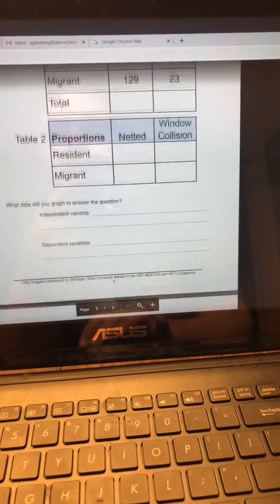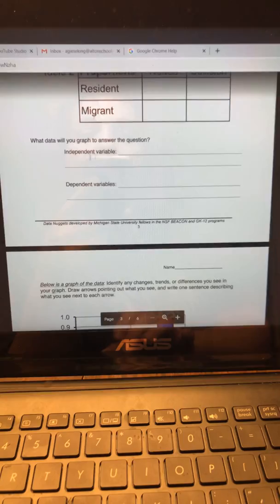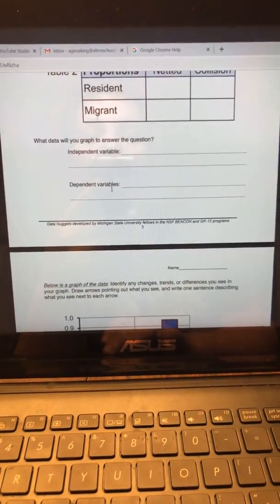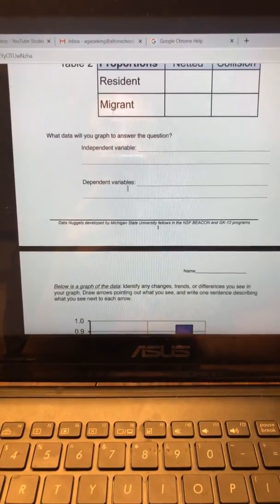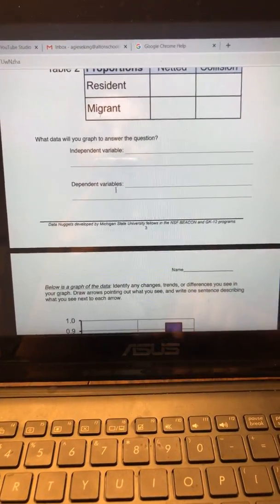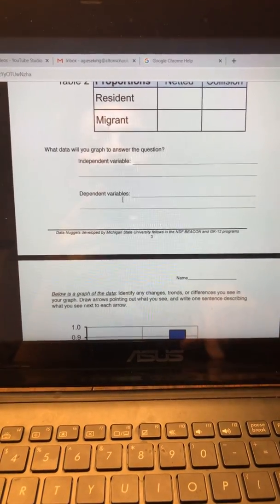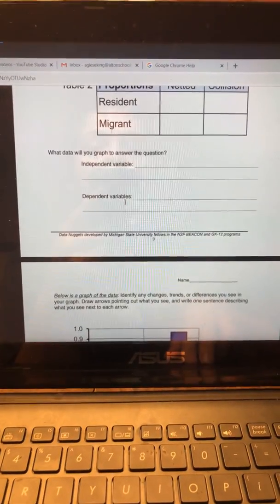Okay. What data will you graph to answer? So what is the independent variable? What is the dependent variable? Use the same thing I did yesterday. If you don't remember, go ahead and go back to Google. Google the difference. And then after reading, come up with the independent variable and the dependent variable.